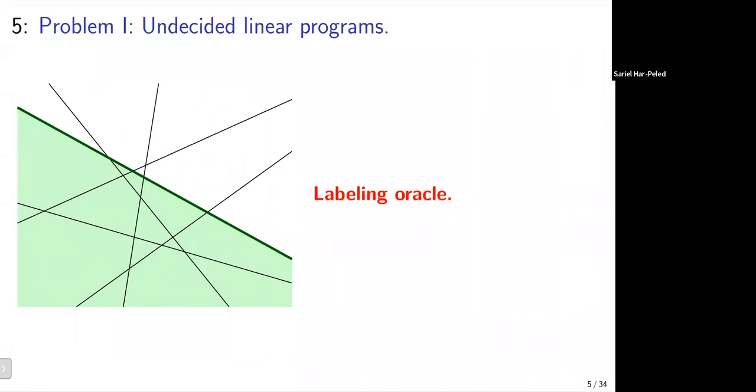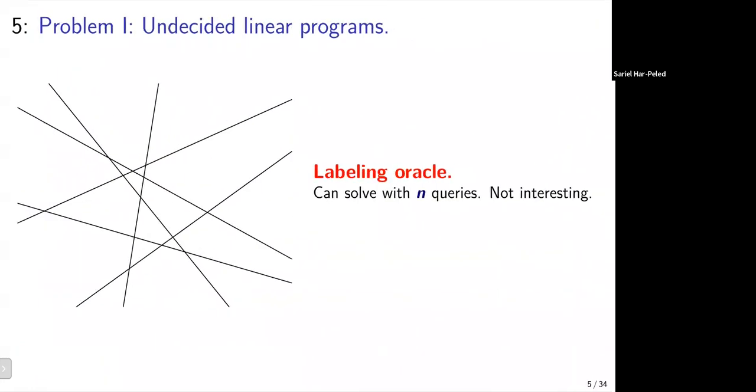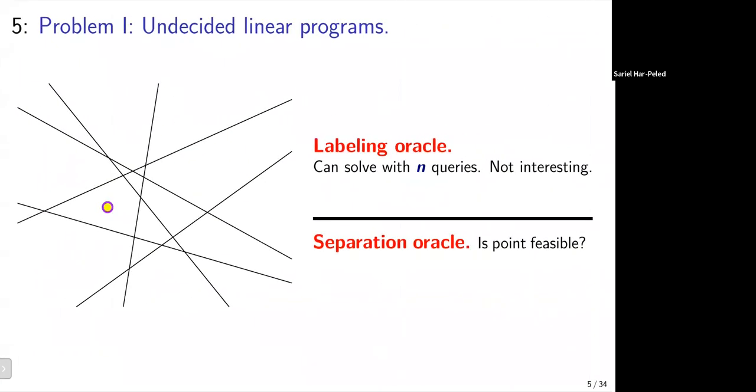Now, of course, the most natural oracle in this case is the labeling oracle. You ask about a constraint: is this constraint up or down? Of course, you can just ask about all the constraints and do n queries if you have n constraints, and then solve it as an LP, but that's not very interesting.